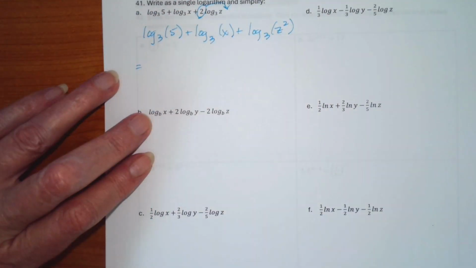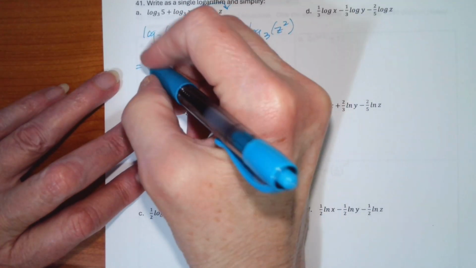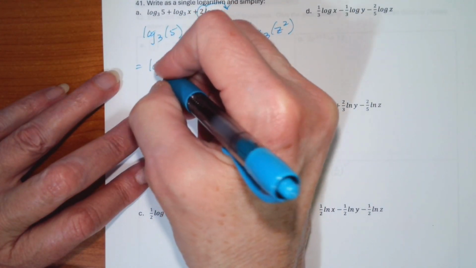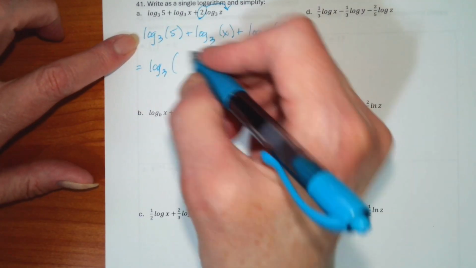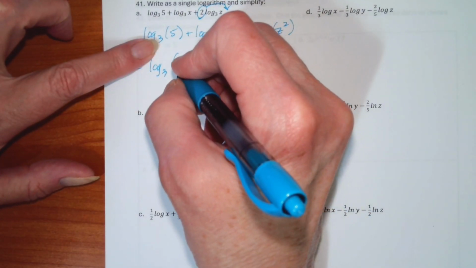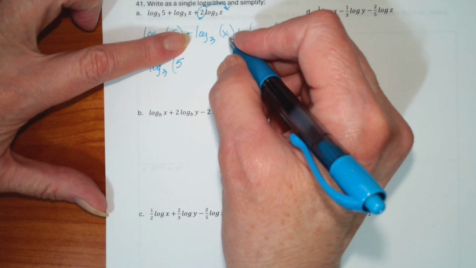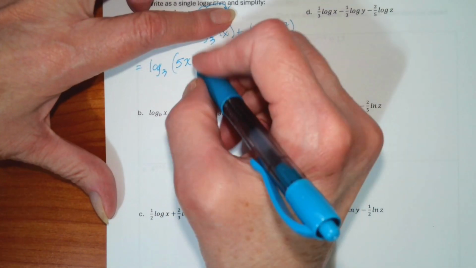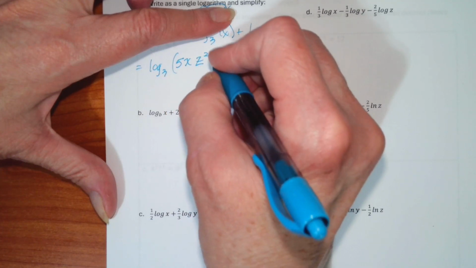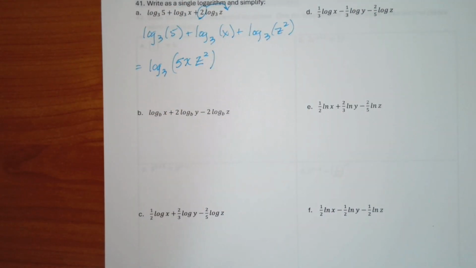Now when it says a single logarithm, I'm going to write the log base 3 only once. Now, since this is positive, the 5 goes in the numerator. This is positive, the x goes in the numerator. This is positive, so the z squared goes in the numerator.